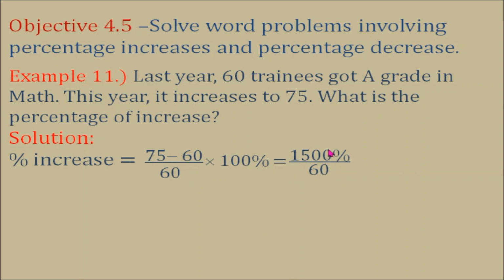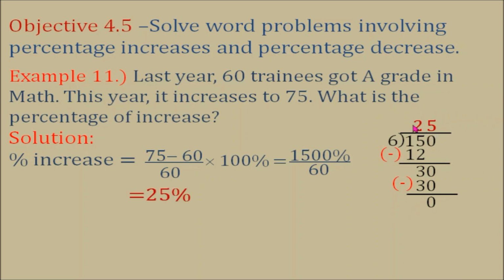So 75 minus 60 is 15 times 100, that's 1,500, and then over 60. And we can cancel out 1 zero here, so it's going to be 150 divided by 6. So 15 divided by 6 is 2. 2 times 6 is 12. Then 15 minus 12 is 3. Bring down the next digit, 0. 30 divided by 6 is 5. 5 times 6 is 30. Then 30 minus 30 is 0. So this means our answer is 25%.